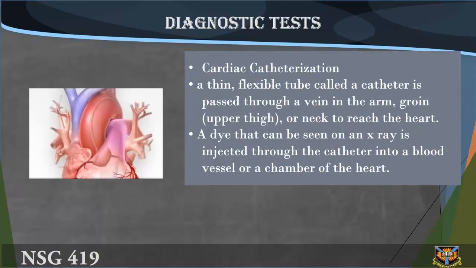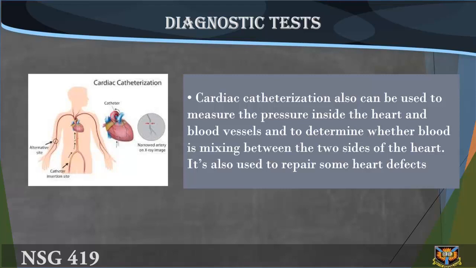Cardiac catheterization. During cardiac catheterization, a thin flexible tube called a catheter is passed through a vein in the arm, groin, upper thigh or neck to reach the heart. A dye that can be seen on an X-ray is injected through the catheter into a blood vessel or a chamber of the heart. Cardiac catheterization can also be used to measure the pressure inside the heart and the blood vessels, and to determine whether blood is mixing between the two sides of the heart. It's also used to repair some heart defects.